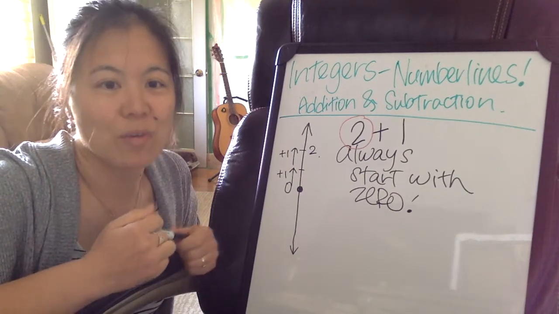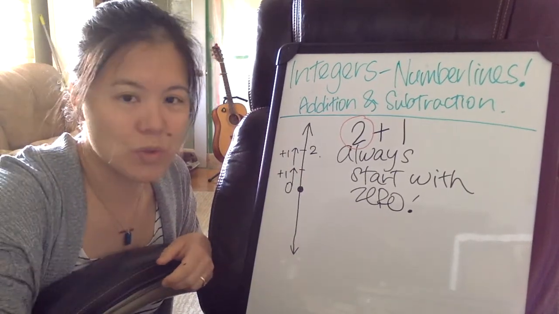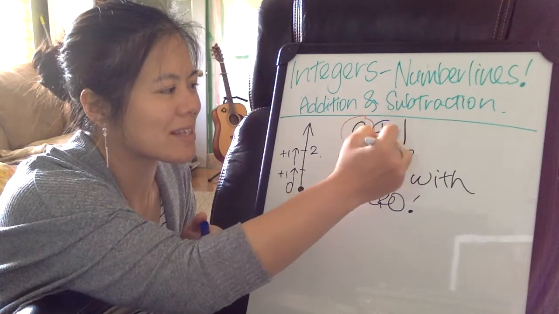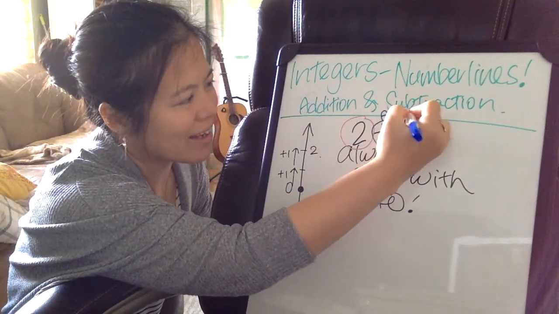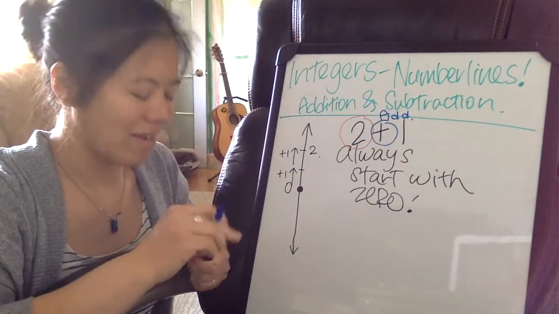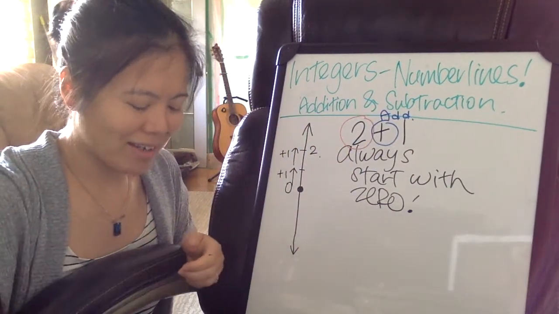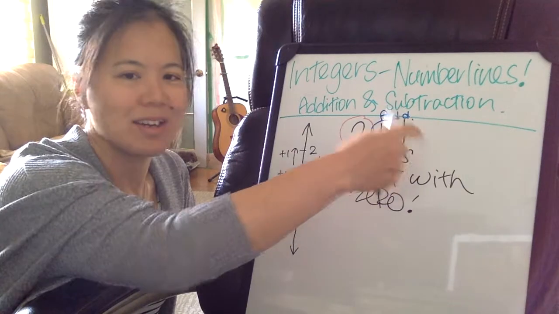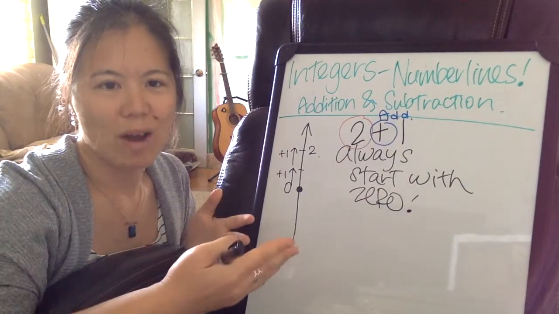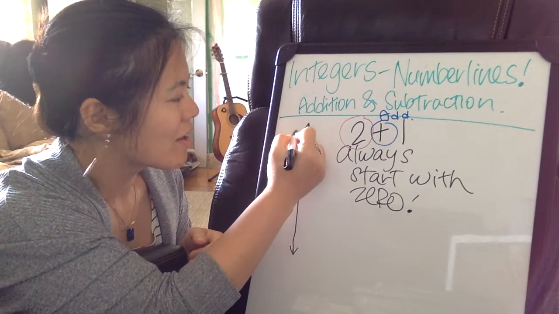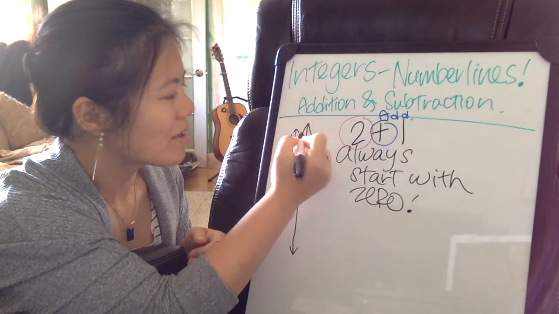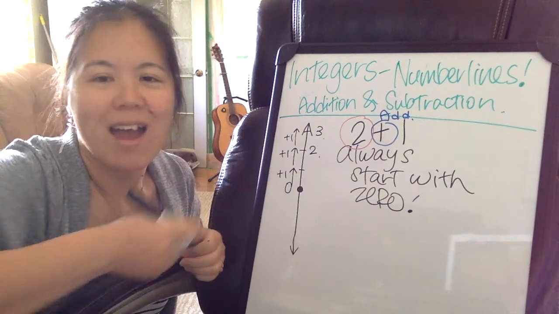And what is the rest of the question asking you to do? What does that sign mean? That means add, right? So what am I adding? Well, I'm adding +1. So I am going to go up one more time, and that will leave me at 3.